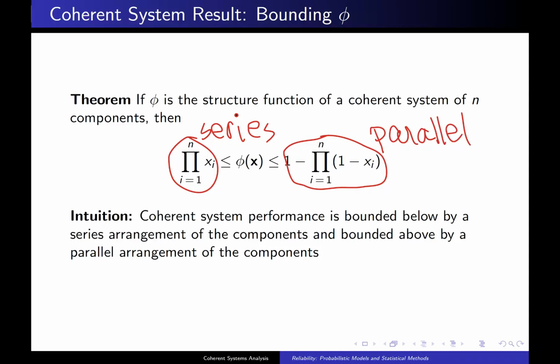So this particular theorem says any way that I arrange components is going to fall somewhere between that of a series system and a parallel system of those same n components. And that's still another way of saying the series system is the worst possible arrangement of components and the parallel system is the best possible arrangement of components. So the intuition is coherent system performance is bounded below by a series arrangement of components and bounded above by a parallel arrangement of components.